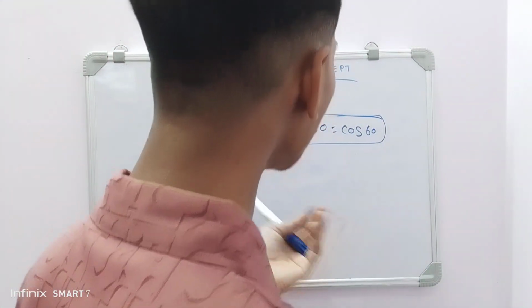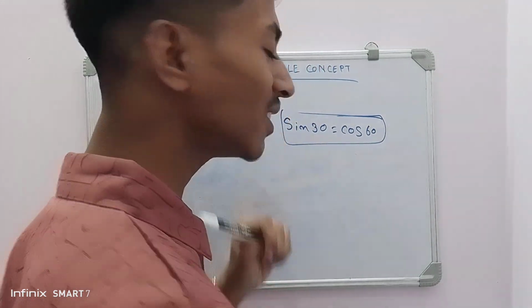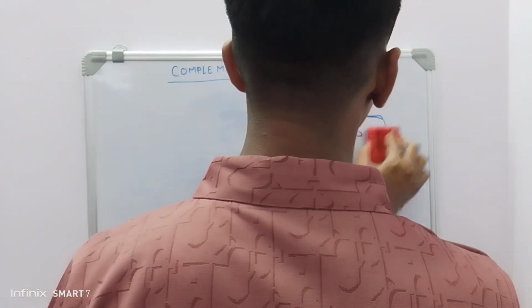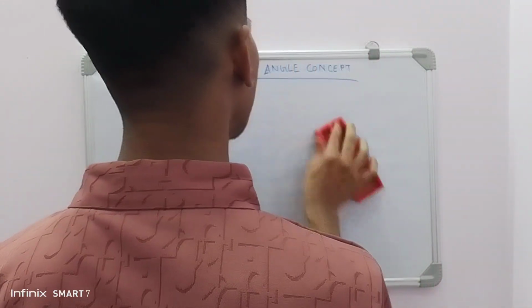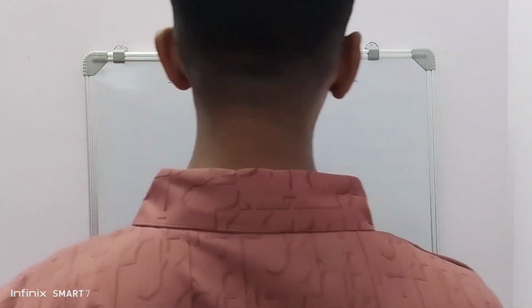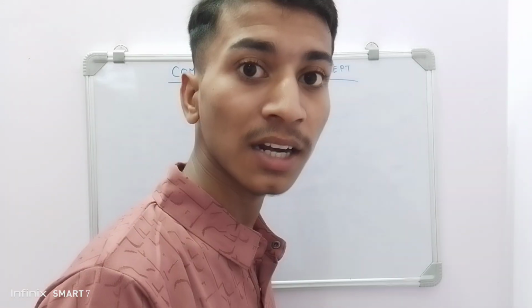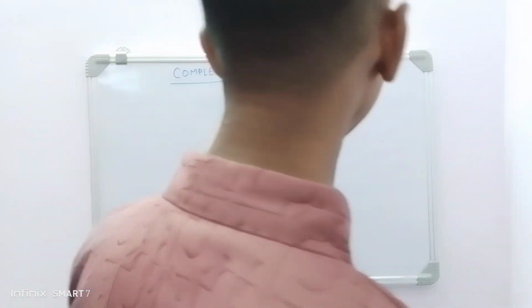you could understand what is the meaning of this, and why this is really equal. All of this you will get to understand today through the concept of complementary angles. So what is the meaning of complementary angle? When the sum of two angles is 90, then we call them complementary angles.